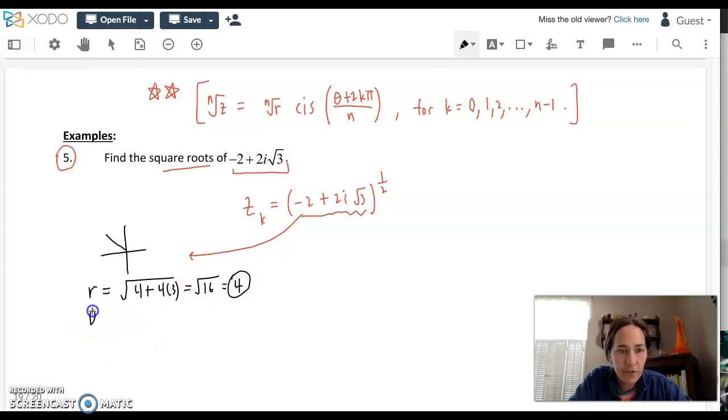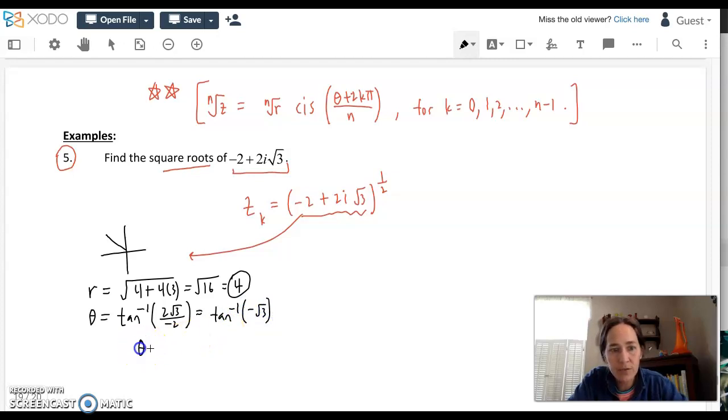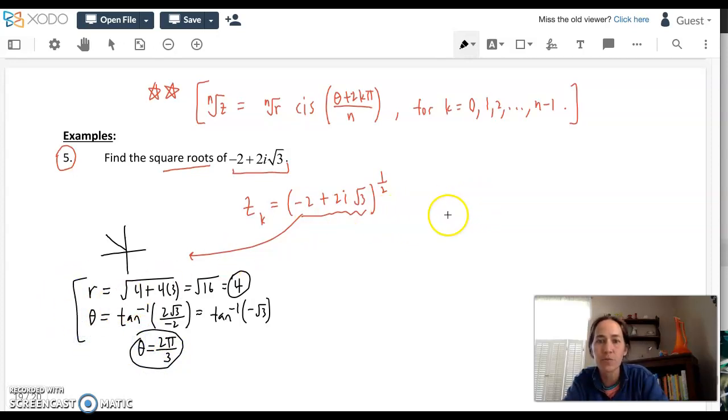Then the theta. So the tangent of theta should equal y over x. So I need theta to be the angle that has a tangent of, what's the y? 2 square root of 3 divided by negative 2. I need an angle in quadrant 2 where the tangent is the negative square root of 3. And we're going to use a pi over 3 reference angle, but in quadrant 2, so 2 pi over 3 for your initial theta. All that side work to get this into polar form.